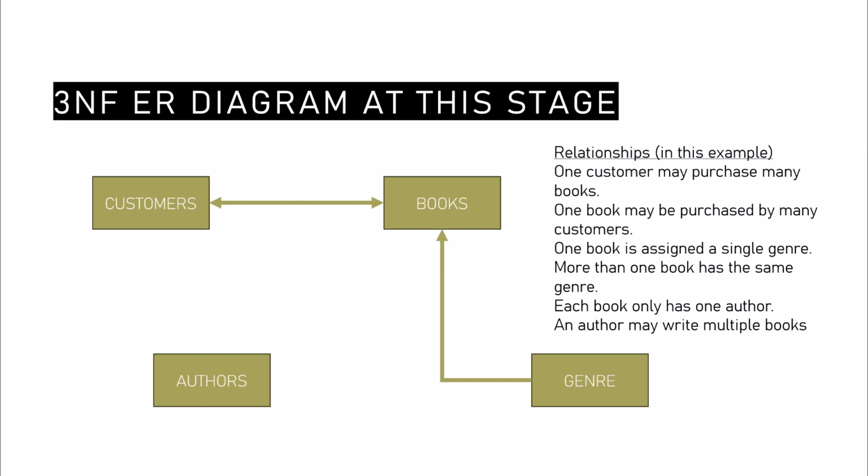We also have a one-to-many relationship between genre and books. One genre is assigned to many books, or a many-to-one relationship between books and genre. Multiple books can be assigned the same genre. Likewise, the relationship between author and books. One author writes multiple books. Multiple books can be written by the same author.